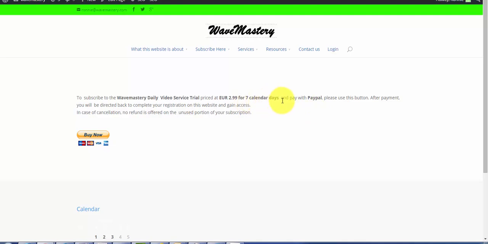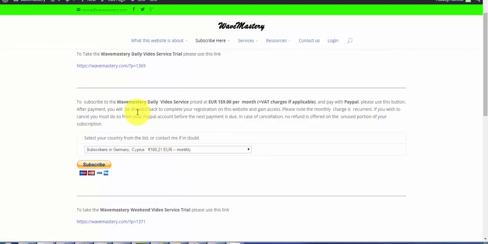It's 7 calendar days. It only costs €2.99. You can pay with PayPal. It gives you access to the archive. You can also get in touch with me if you have specific questions. I will do my best to answer that. That is the daily service trial, and that's the daily service, the full scale.